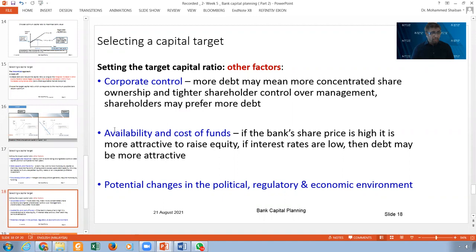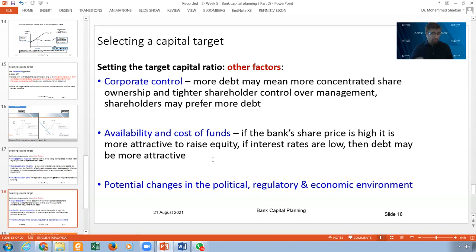Now, there is one more issue, which is availability and cost of funds. This is another perspective when you think about it. If my share price is very, very high now and it's overpriced, it's time to issue capital and increase capital because your share price is very high. So this is what we call the availability and cost of funds. The other thing is if the interest rate in the market is so low, and you can finance debt by borrowing at this cheap price, this is the best time to increase the debt.